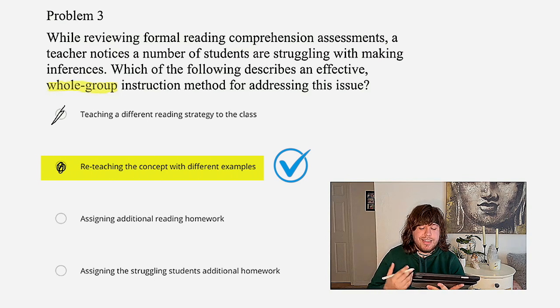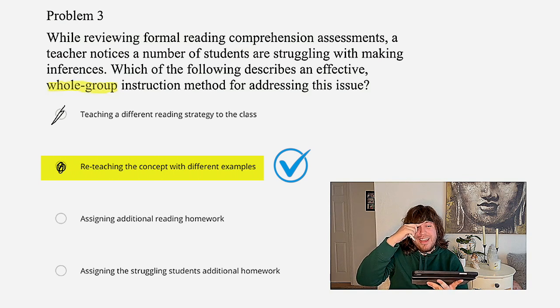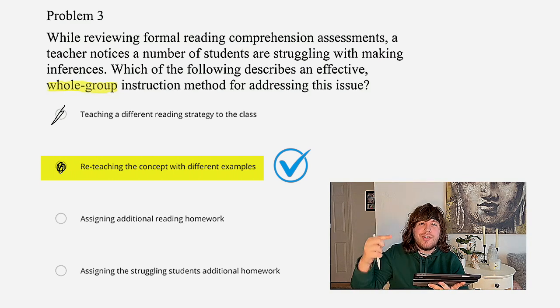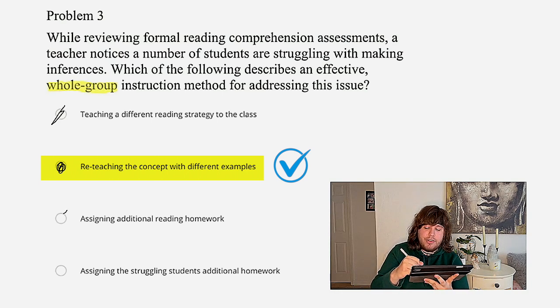Let's look at C and D. C says by assigning additional reading homework. No, if your students don't understand a concept while you're teaching in the classroom, how are they going to understand it when they're at home and you're not there to help them? That's not a good answer at all.